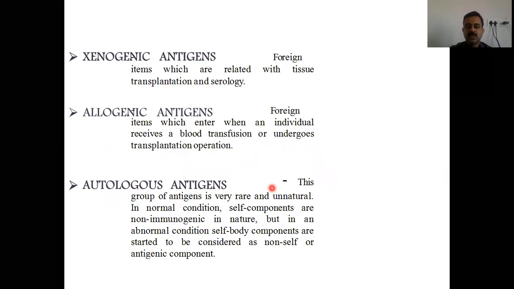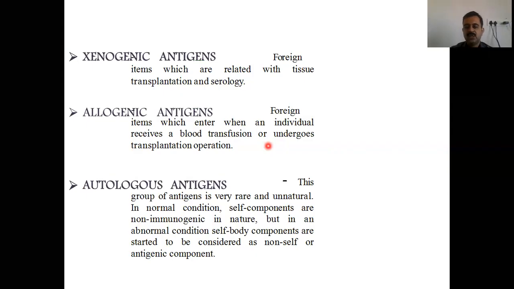Among endogenous antigens, there are xenogenic antigens: foreign items related to tissue transplantation or serology. If a particular person has undergone a transplantation, then the tissue inserted from outside into the human body may act as an antigen. Therefore, it is considered a xenogenic antigen. Allogenic antigens are foreign items that enter when an individual receives a blood transfusion or undergoes a transplantation operation.